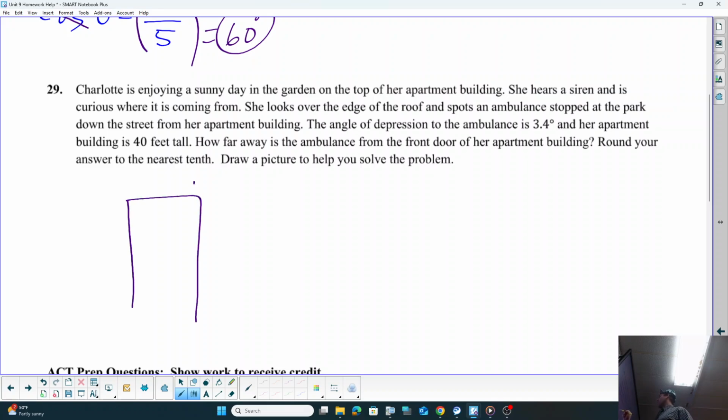So here's Charlotte way up here. She's waving to you. The angle of depression to the ambulance is 3.4 degrees and her apartment building is 40 feet tall. That's not a very big angle. Don't know if I believe it.